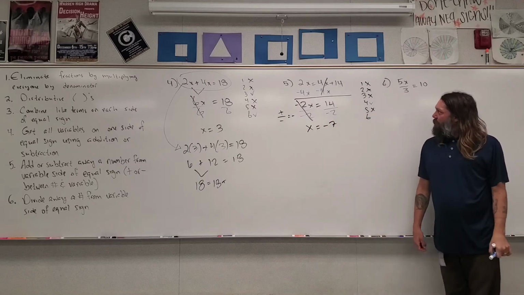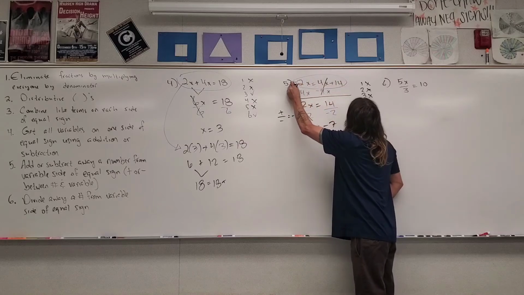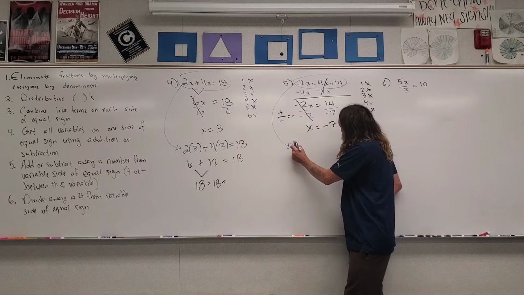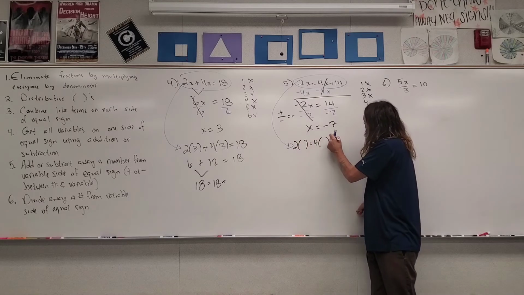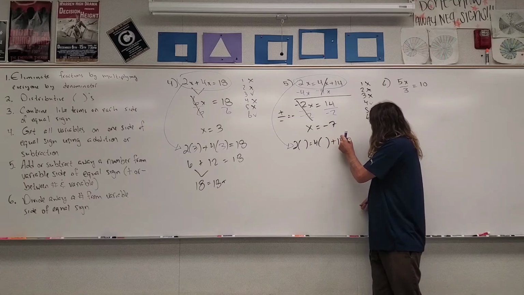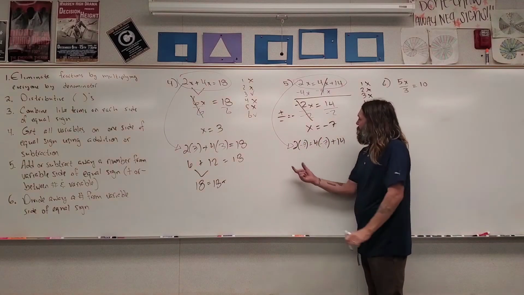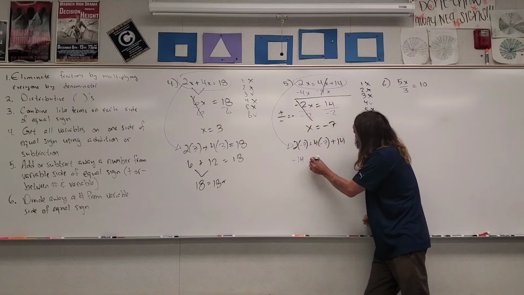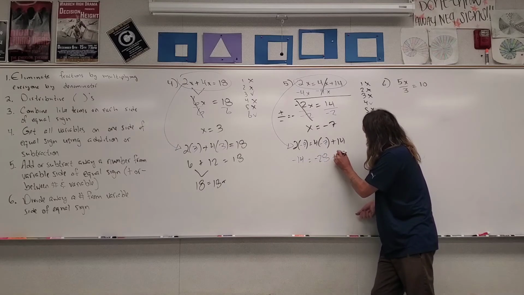All right, so again, what I'm going to do is I'm going to rewrite my equation, and I'm going to replace the x's with parentheses. So the 2 parentheses equals 4 parentheses plus 14, and inside each parenthesis I put my answer, and that's negative 7. 2 negative 7s is negative 14. 4 negative 7s is negative 28, and that's adding to 14.